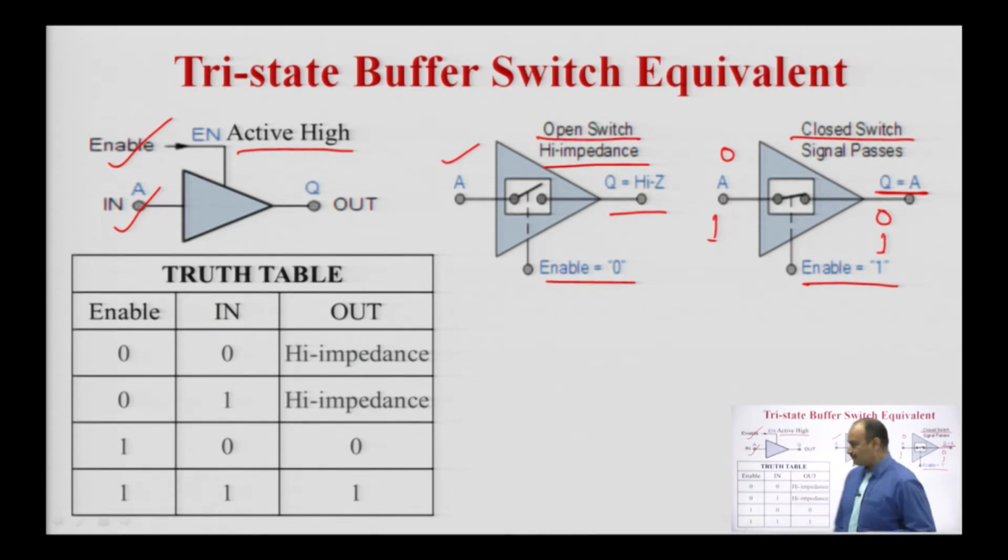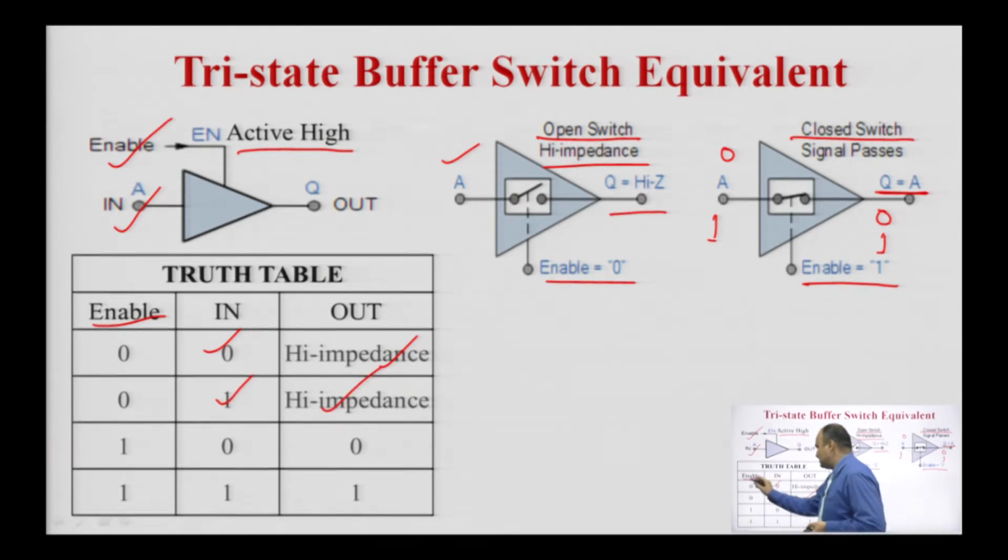The operation of this tri-state buffer can be easily understood with the help of this truth table. This is the status of the enable. If logic 0 is applied to this particular tri-state buffer, which is active high, it acts as an open switch. So, when we apply input 0, the output is always the high impedance state, and if we apply input logic 1, the output is again the high impedance state.